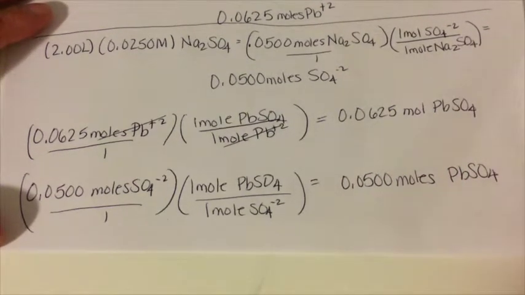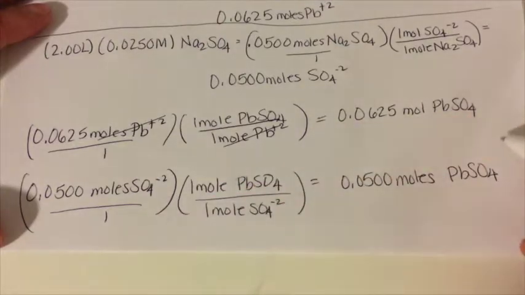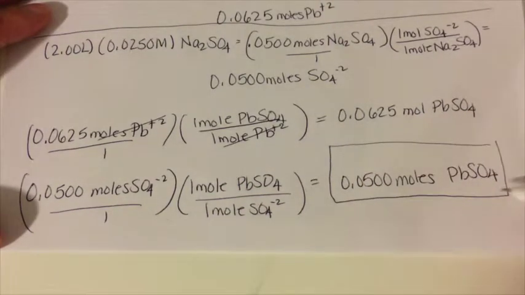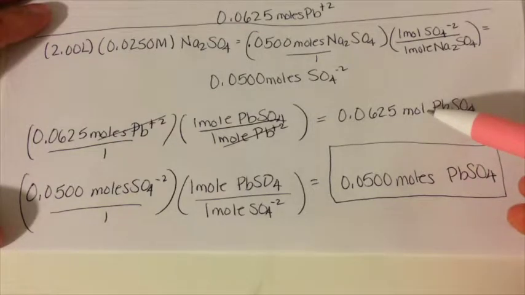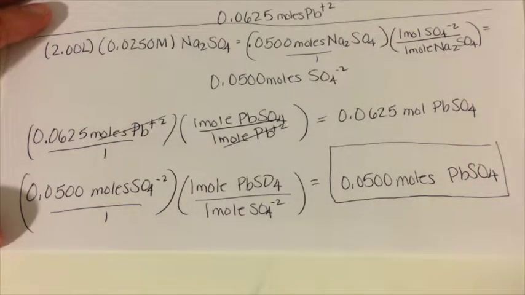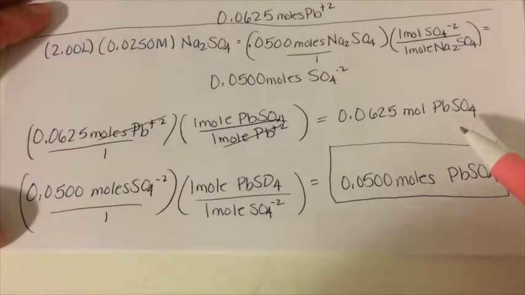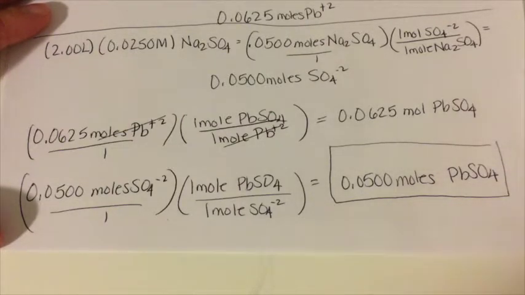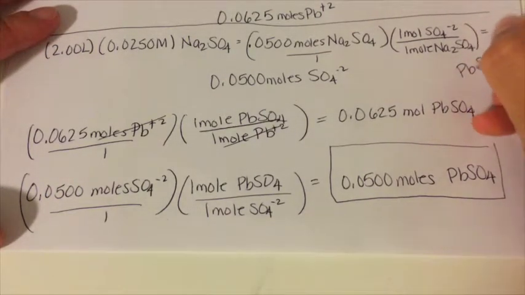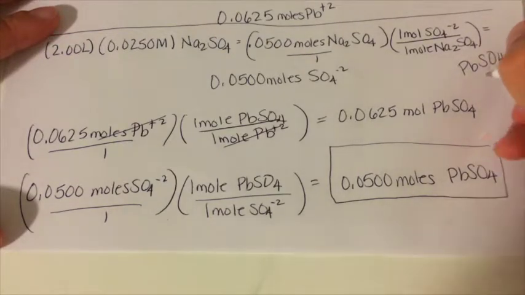So really, our SO4 is our limiting reagent because it can only produce 0.05 moles of PbSO4, whereas the other one, the Pb plus 2 moles in, we're able to produce 0.0625 moles of PbSO4. And now what we do is add up our gram formula mass, and our gram formula mass for PbSO4 happens to be 303.3 grams.